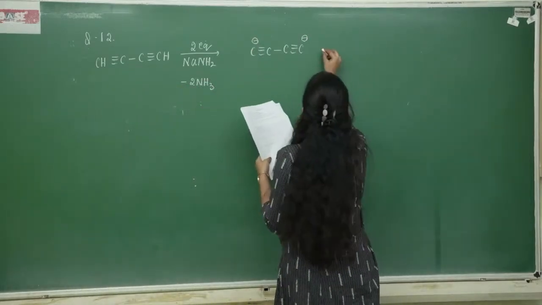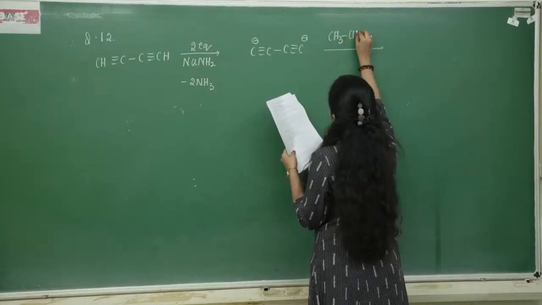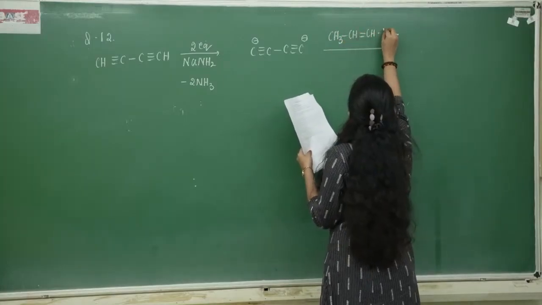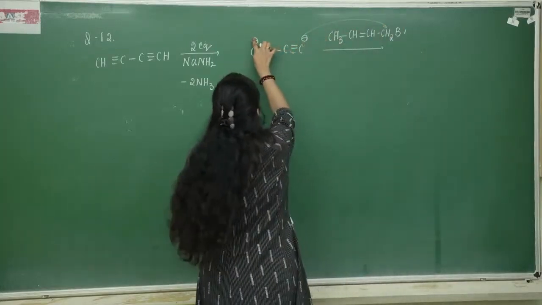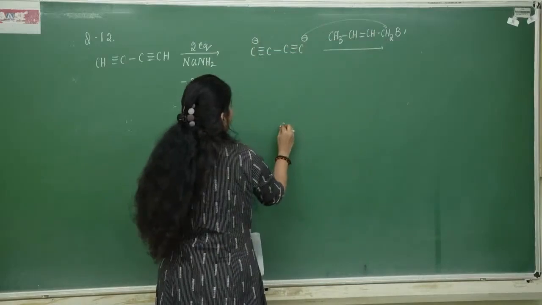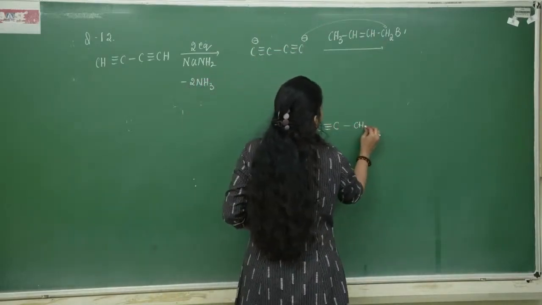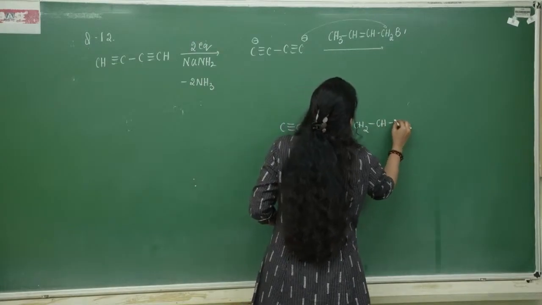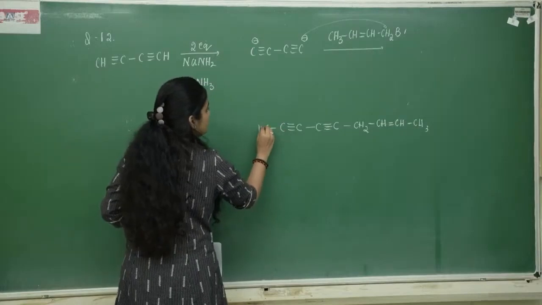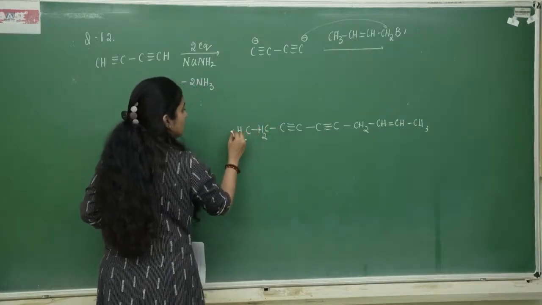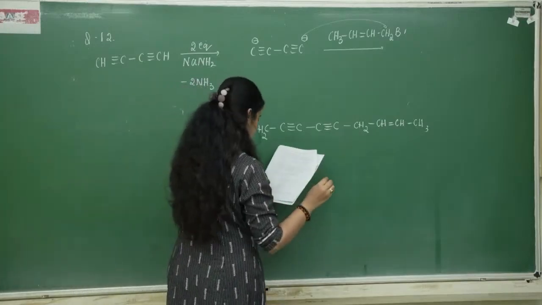The structure reacts with excess CH3-CH double bond CH-CH2Br. So this anion reacts with one carbon atom on each side. The structure will be C triple bond C triple bond C, with CH2, CH double bond CH3 on one side, and on this side I will also get the same structure, CH2, CH double bond CH, CH3. This is our final compound X.